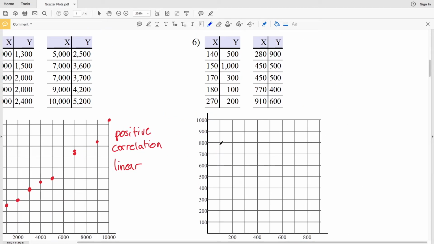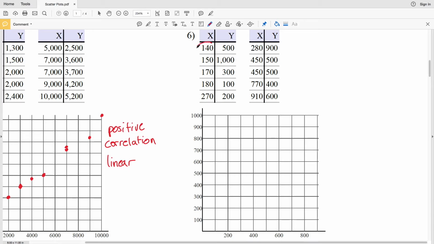And then lastly in this video, we'll go over number 6. In number 6, we'll plot x of 140 and y of 500. So finding 140, we're counting by 100s. So 140 falls between 100 and 200, and then y is 500. So our first point falls here. Our second point is at 150, 1,000. So a little to the right of that and all the way up is 150, 1,000. Then we have 170 and 300, which is still between 100 and 200. However, now we're at 300 in the y. And then 180, 100.